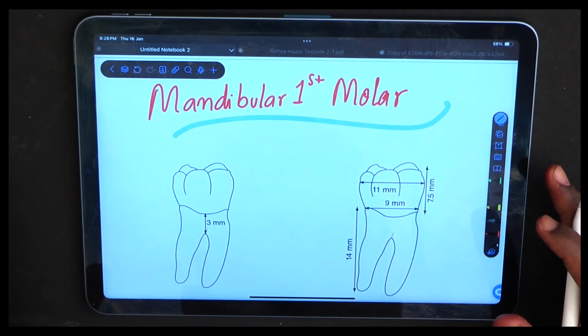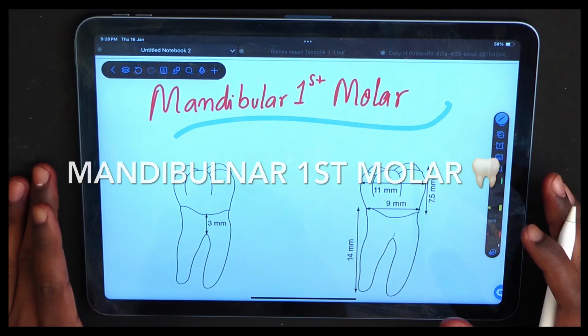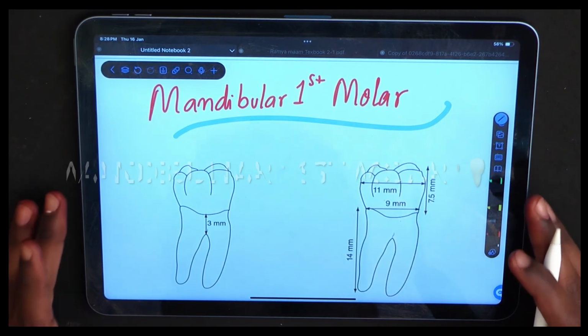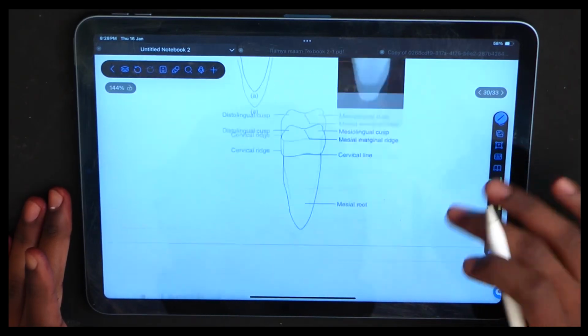Hey everyone, welcome. We're going to carve our last tooth, which is the mandibular first molar. This is a very special tooth with 5 cusps and 2 roots. So we'll dive straight into the dimensions now.